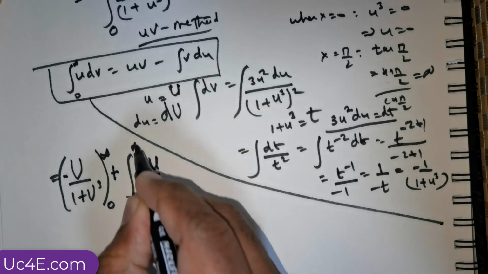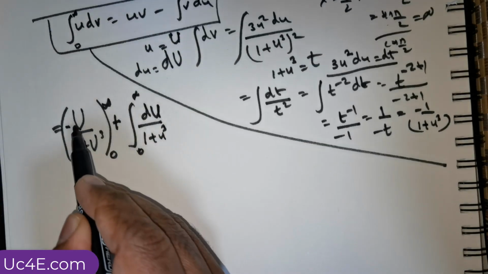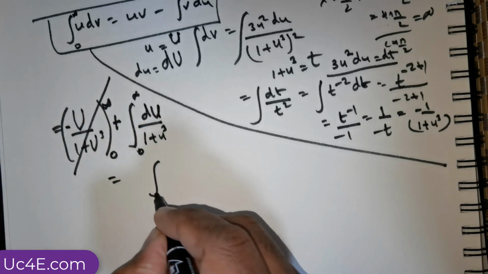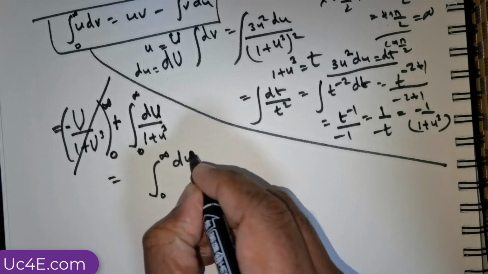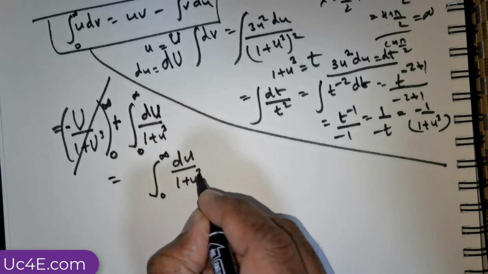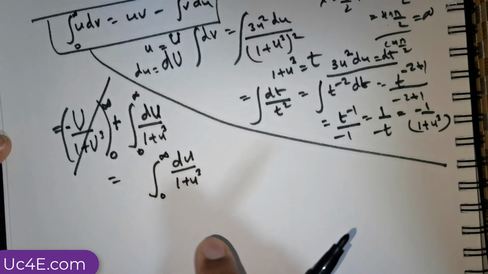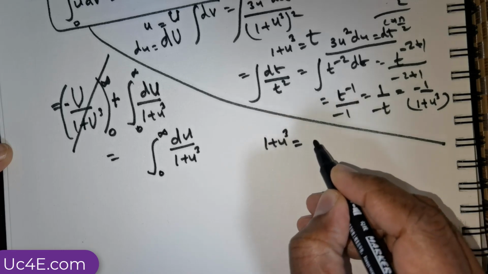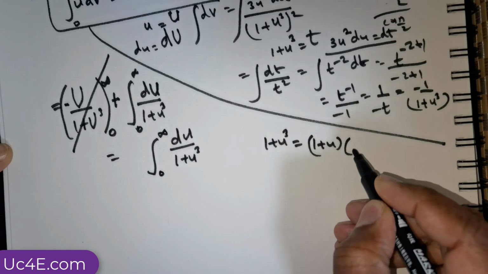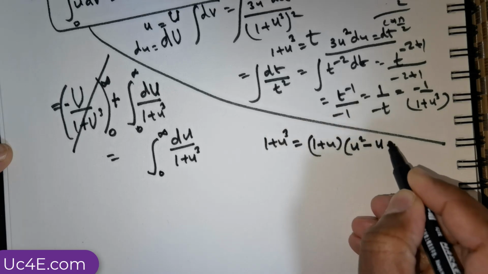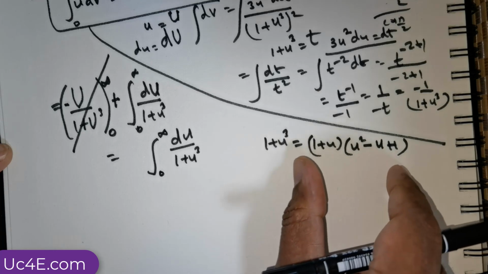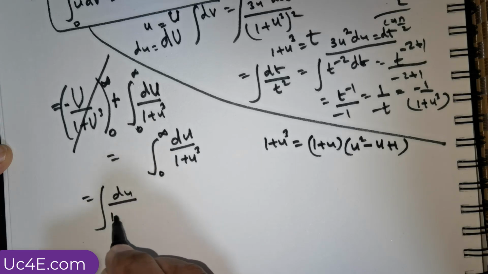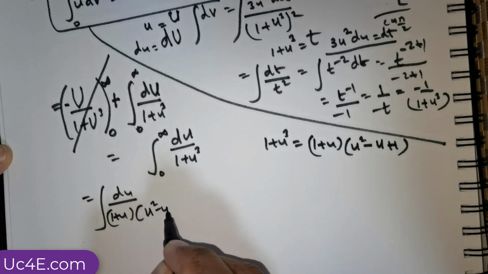So this is what we have got. Now the limits are 0 to infinity. Now if I were to substitute the limit here, upper limit minus lower limit, this will cancel, it will become 0. Now all that I've got is the integral from 0 to infinity of du divided by 1 plus u cubed. So I need to solve this. Now I can write 1 plus u cubed as 1 plus u times u squared minus u plus 1, right? I can actually split 1 plus u cubed like this. So this is equal to the integral of du divided by 1 plus u times u squared minus u plus 1.